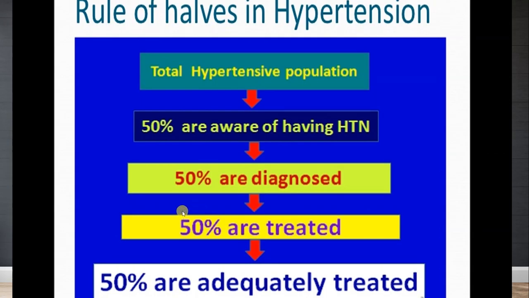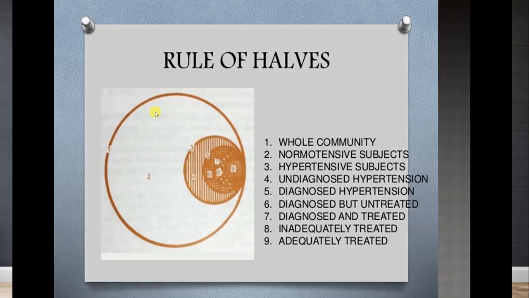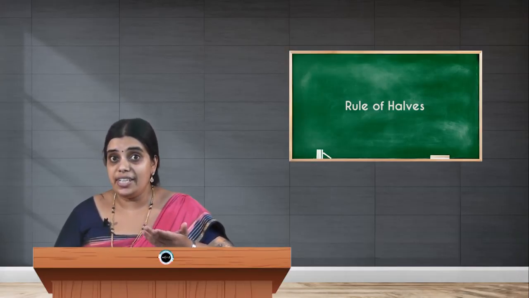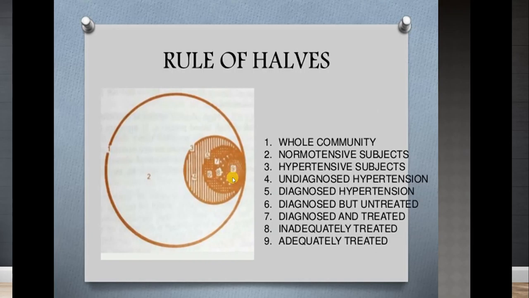So now I think you got to know what is the burden of hypertension, how many are really identified, and how many are really treated, and how many are really promptly treated. So this is actual difference. There is definitely actual difference here. There are lot many studies done using rule of halves to study the hypertension burden, hypertension treatment consideration, and also diagnosis consideration. And few have found that application of this rule of halves is really useful to study the burden of this hypertension in a community.